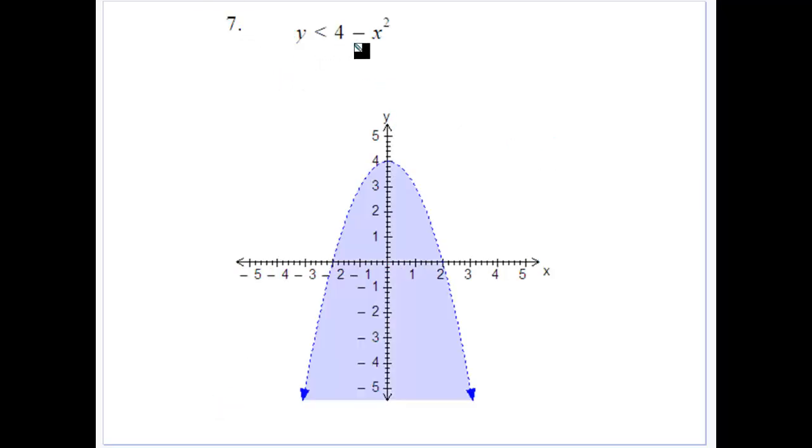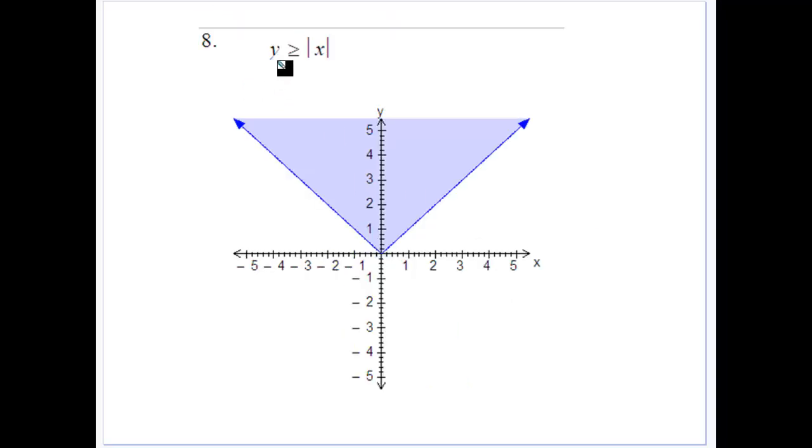Y is less than 4 minus x squared. Again, graph our parabola, test 0, 0, and you'll see that it holds. So that won't be part of the region there. An absolute value graph. So our absolute value of x looks like that. So where we substitute 0, 1 in there, because again we can't take 0, 0. So we put 0 in there, 1. 1 is greater than or equal to the absolute value of 0, so that's okay.